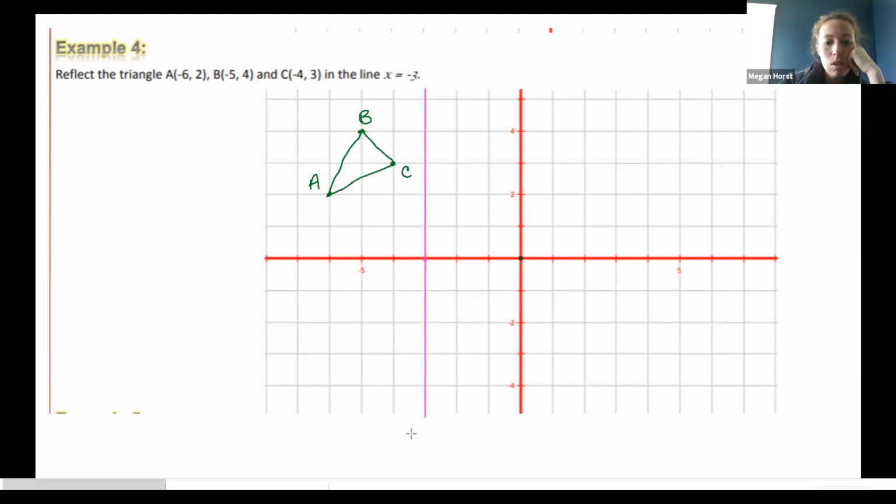And then I'm just going to go ahead and count my spaces. So I am 2 spaces away. So I need to go 2 spaces away. This is going to be B prime. 1 space away, 1 space away, C prime. 3 spaces away, 3 spaces away, A prime. And I'm done.